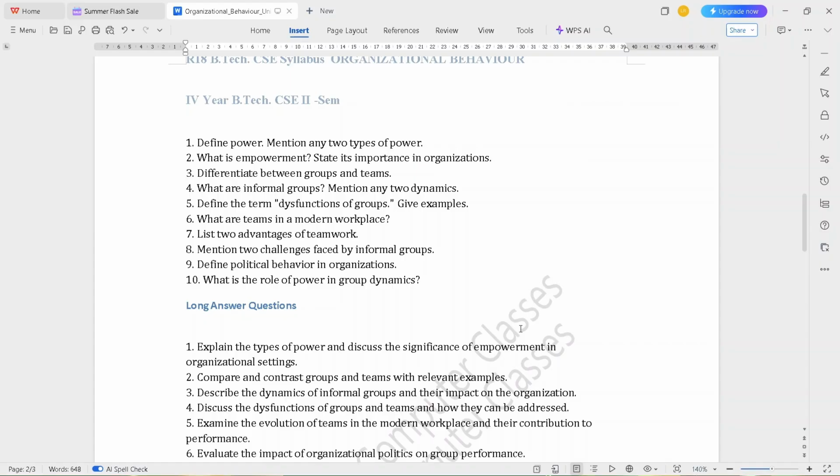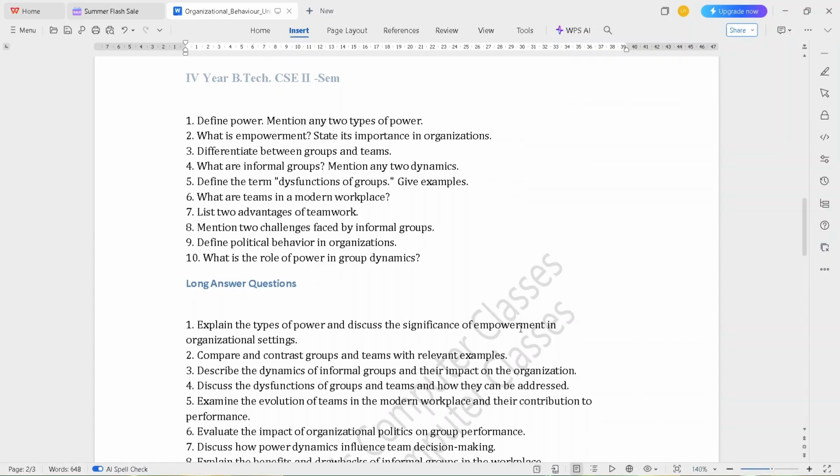What are teams in a modern workplace? List 2 advantages of teamwork. Mention 2 challenges faced by informal groups. Define political behavior in organizations. What is the role of power in group dynamics?